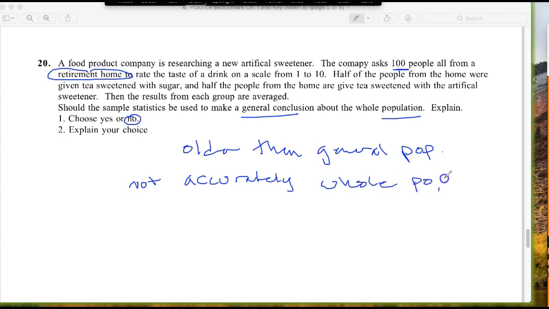And I'm just writing this super shorthand because it takes forever to write with this mouse. So I would say no, just because they didn't survey a random group or a large group from all different walks of life or all different choices of age groups. A retirement home is the only people they surveyed. So I would say no to that question.